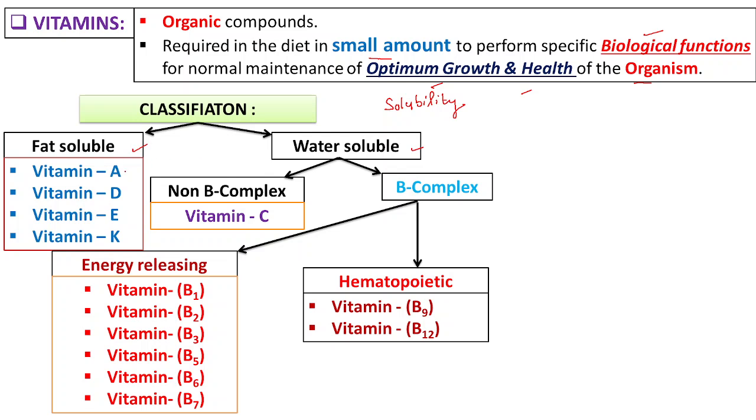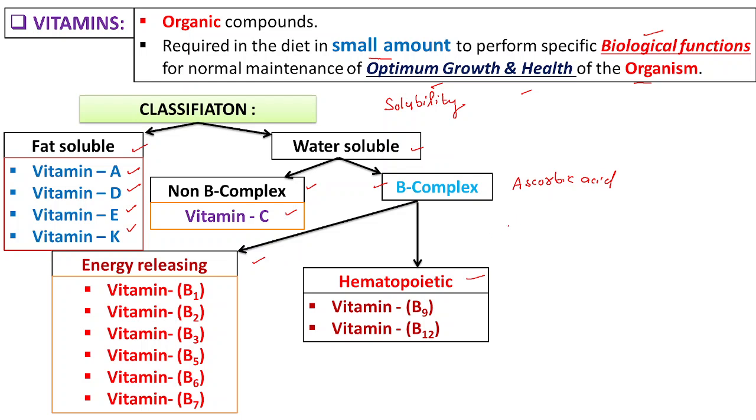In case of fat soluble, vitamin A, vitamin D, vitamin E and vitamin K, these four come under fat soluble vitamins. The water soluble vitamins are classified as non-B complex and B complex. In non-B complex, vitamin C, also called ascorbic acid, and in B complex, these are classified again into two: energy releasing and hematopoietic.